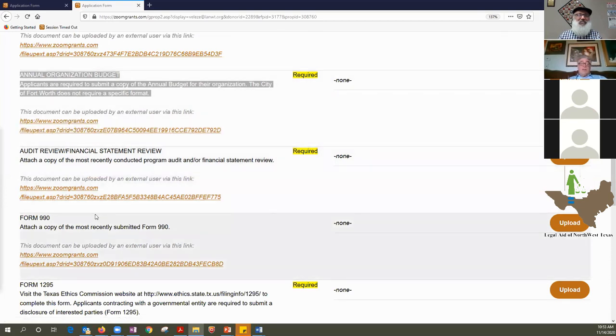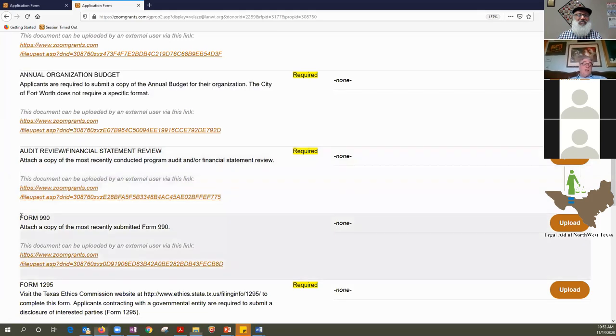The next item on the list is Form 990. That's the IRS tax return that every nonprofit organization has to file. And you would simply attach a copy of your most recent Form 990, which would be for the last tax year that you filed. If you're in the process of producing your 990 for the previous tax year, and the grant application is in the spring, then you would attach the previous year's 990.